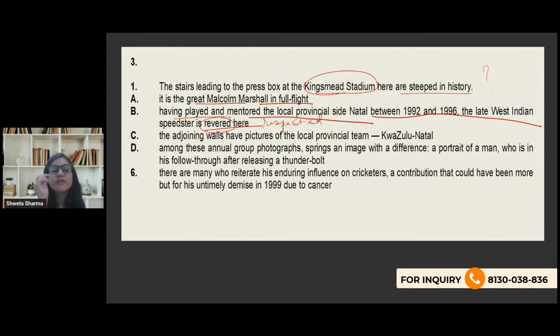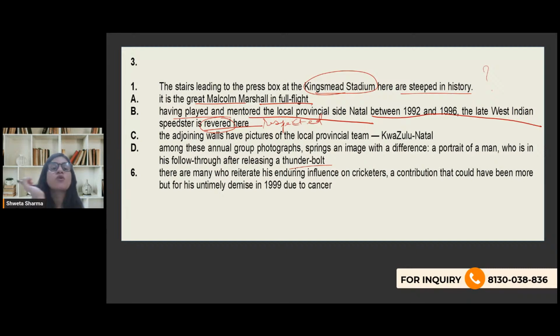Okay. The adjoining walls have pictures of the local provincial team, KwaZulu Natal. Among these annual group photographs springs an image with a difference, a portrait of a man who is in his follow through after releasing a thunderbolt. There are many who reiterate his enduring influence on cricketers, a contribution that could have been more but for his untimely demise in 99 due to cancer.